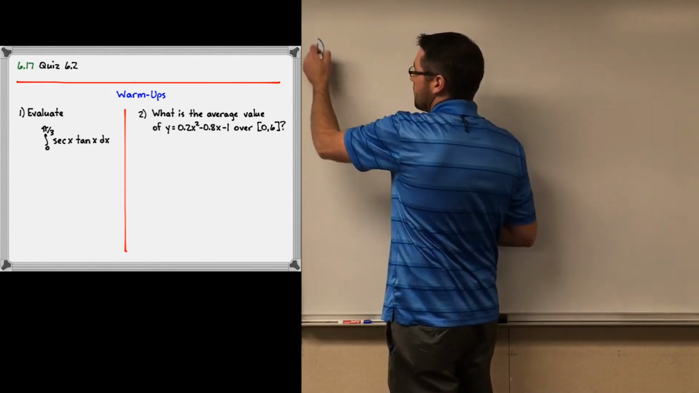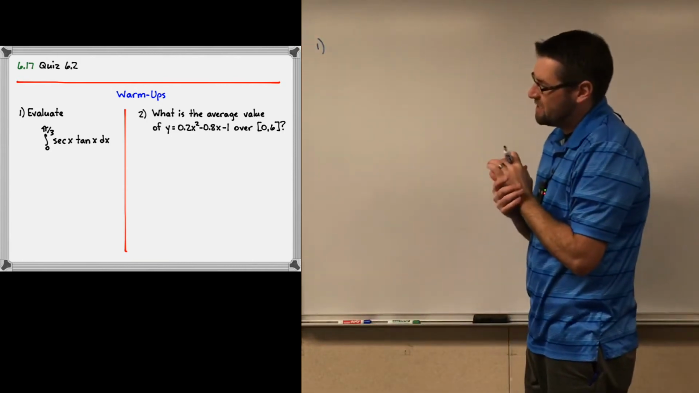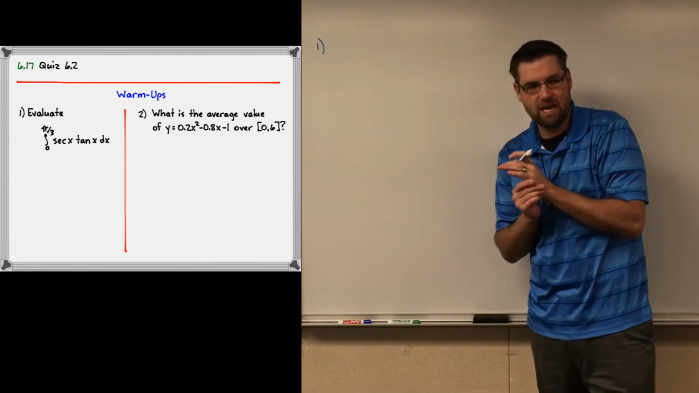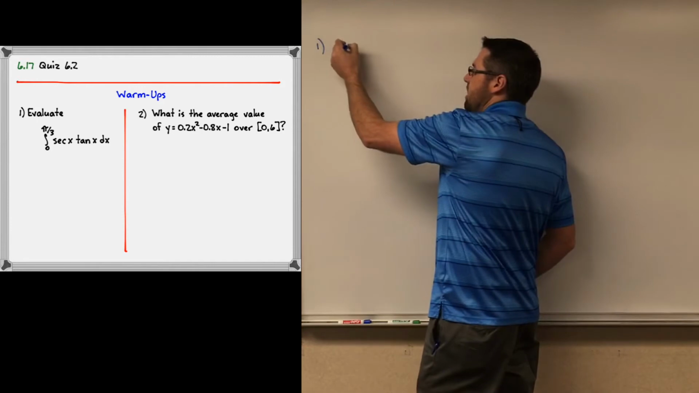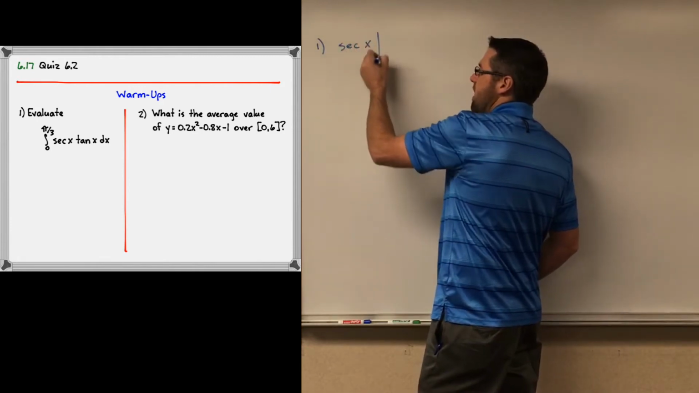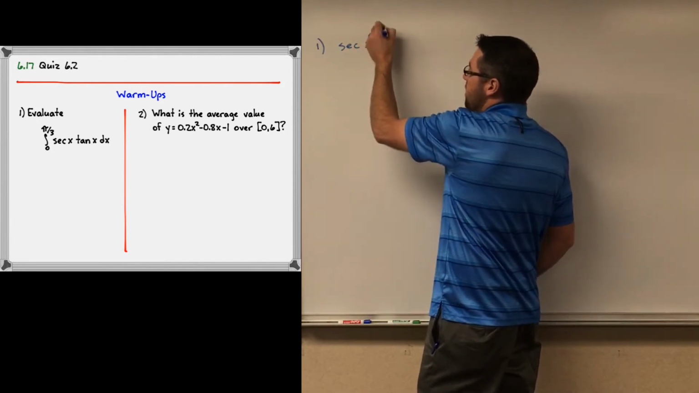Number one, we need to evaluate the integral of secant tangent. So we need to take the antiderivative. What is the antiderivative of secant tangent? It is just secant of x evaluated from 0 to pi over 3.